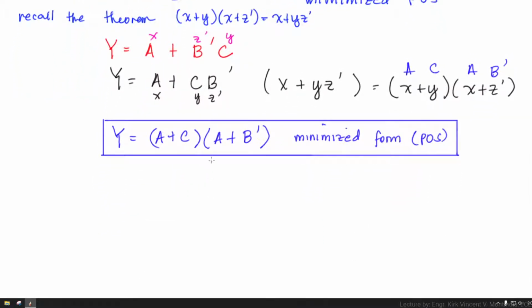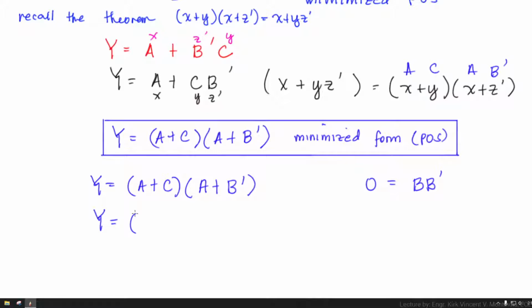Okay, so same sa inyong minimized form. Let's try to convert this one back into its canonical form or standard form na POS. So y is equals to a plus c and then a plus not b. Okay, we know that in theorem with our Boolean algebra, that b and then b prime, or a times a prime is 0, right? Okay, I could say this one that my y can be written as a plus c plus 0 and then multiplied by a plus b naught then plus 0, right?